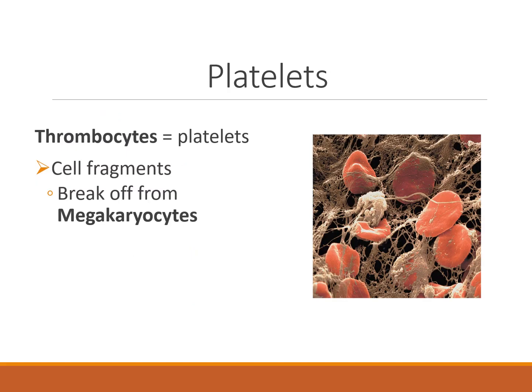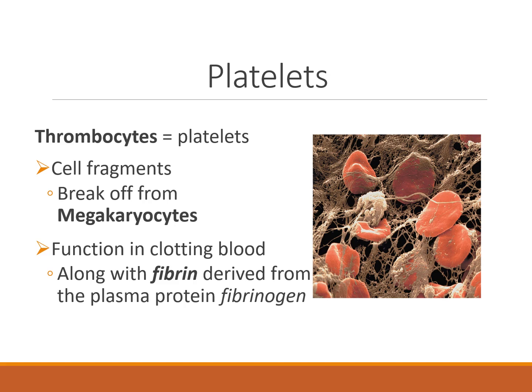So our last cell fragment is the platelet. What a platelet is technically called is a thrombocyte. So thrombocytes are platelets and they're cell fragments. They are fragments of a bigger cell called a megakaryocyte. Now a megakaryocyte is just a very large cell, and pieces of it break off and go into the bloodstream to become platelets.